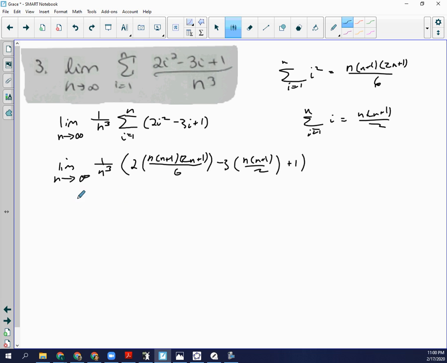Now we can see that the 2 times 2 is going to be 4 in the numerator, 6 in the denominator, n cubed in the numerator, n cubed in the denominator. So numerator and denominator have the same degree, so the limit as n approaches infinity is just going to be 2 times 4/6, or 2/3. Here, the numerator degree is not big enough to compete with the denominator, so that goes to 0, and that goes to 0, so your limit is 2/3.